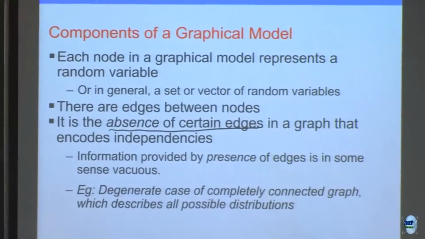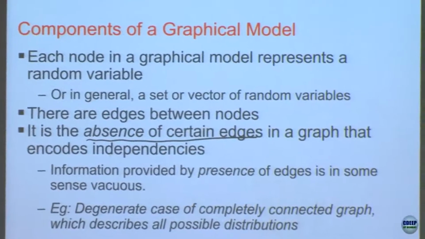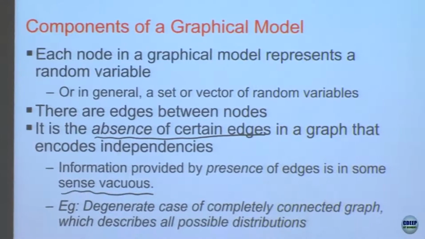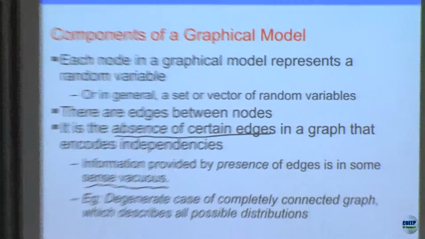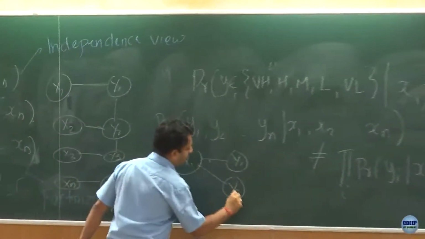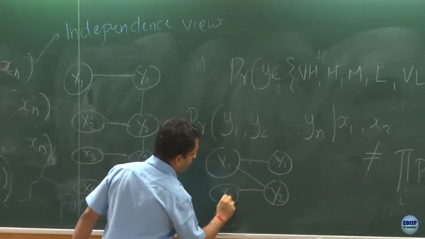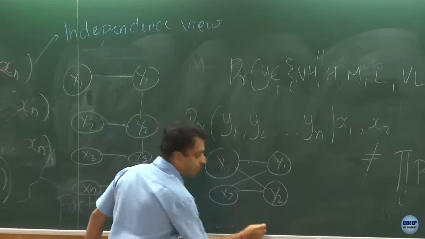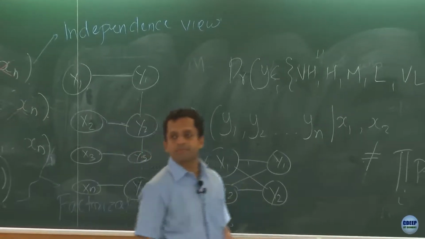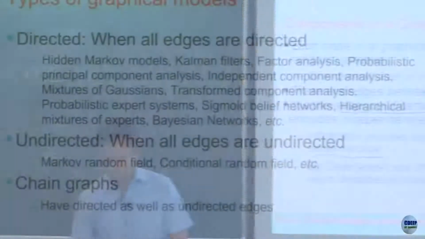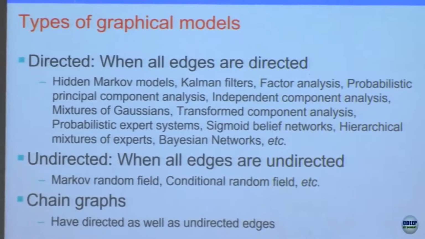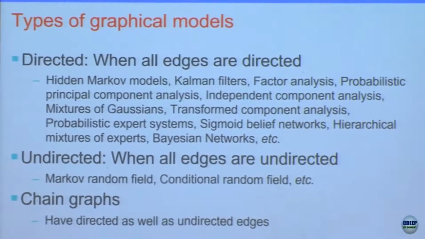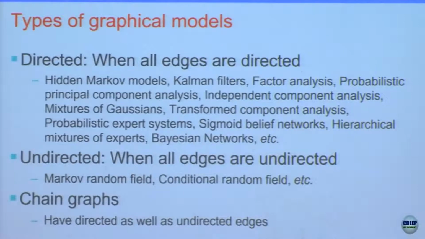So information provided by presence of edges is in some sense vacuous. Vacuous means it's meaningless, it's redundant, and therefore the most useless information you can give me is saying x1 is connected to y1, x1 is also connected to y2, y2 is also connected to x2, x2 is also connected to y1, and so on. This is meaningless, not informative. Now there are two broad categories of graphical models. One is called directed, the other is undirected, and we will take an example of each.